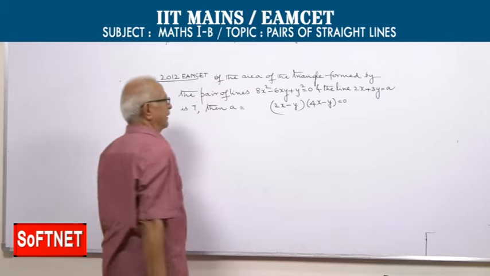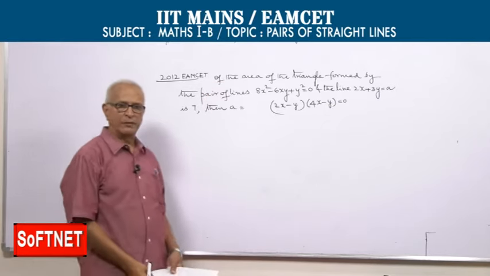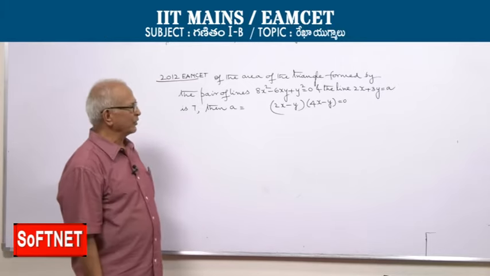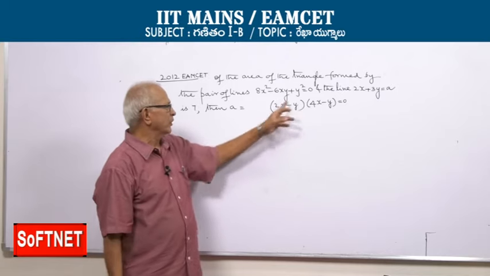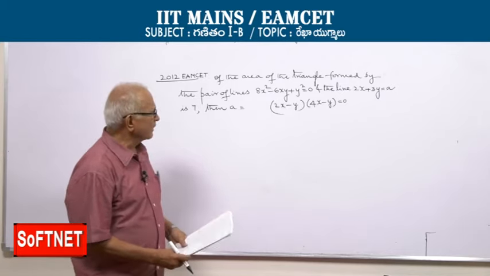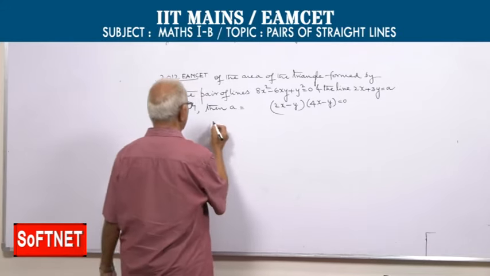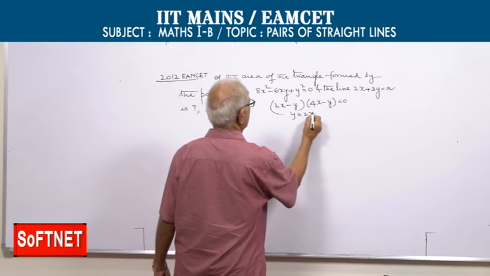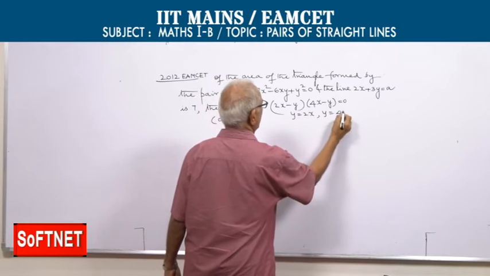Well, that is of course the simple factorization of 8x square minus 6xy plus y square: 2x minus y into 4x minus y equal to 0. You can check also: 8x square minus 4xy minus 2xy minus 6xy plus y square. So the lines are y equal to 2x and y equal to 4x. So one vertex is clearly the origin. These are the two lines.